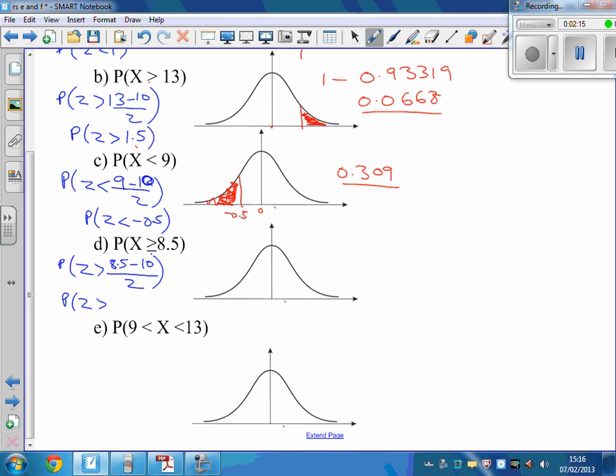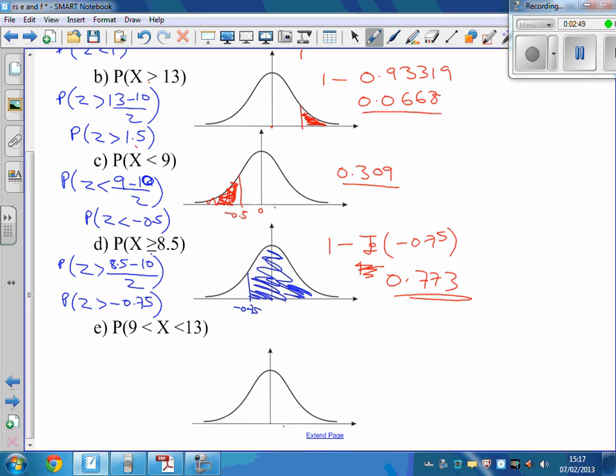So we're going for bigger than minus 0.75. And well, let's do that one there. So minus 0.75, that's there. Bigger than, look, it's clearly going to be quite a large area. It's going to be bigger than a half when we do it. And because it's a bigger than, we're doing 1 take away, look up the value for minus 0.75. So we've got 1 take away that. So we're getting 0.773 there. We've got that.